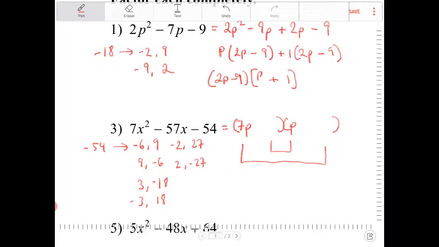I'm sorry, I miswrote this. This should say 6 and negative 9. My mistake. That's what happens when you're talking to yourself. So we have 6 and negative 9. That would work because 7 times negative 9, that's negative 63. Negative 63 plus positive 6 would give us negative 57.